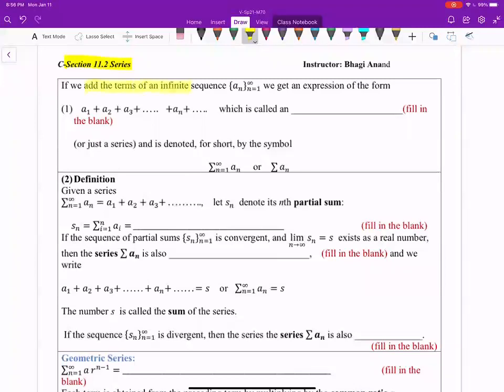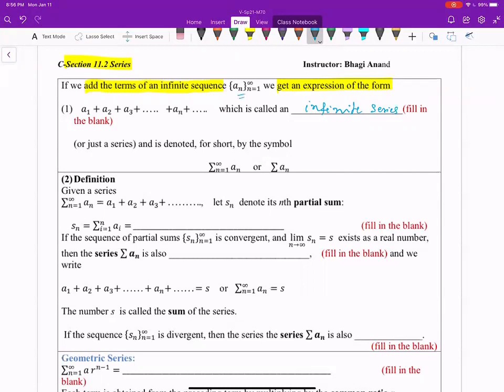If we add the terms of an infinite sequence, n varying from 1 through infinity, we get an expression of the form a sub 1 plus a sub 2 plus a sub 3 and so on, a sub n, which is called an infinite series, or just a series, and is denoted for short by the symbol sigma n varying from 1 through infinity a sub n, or sigma a sub n.